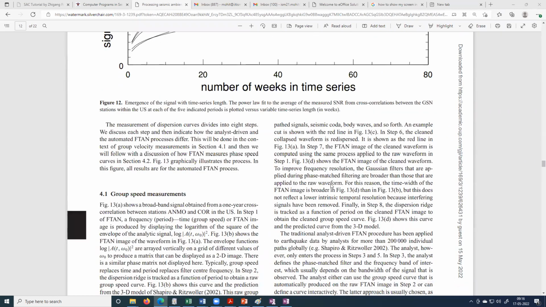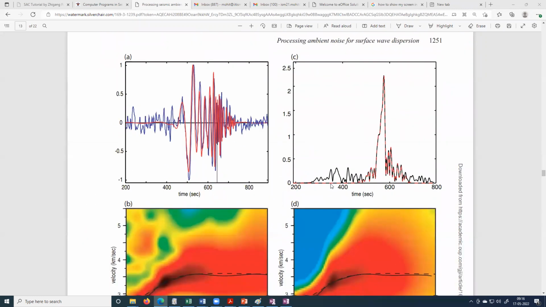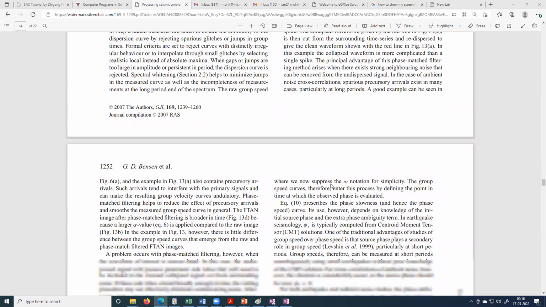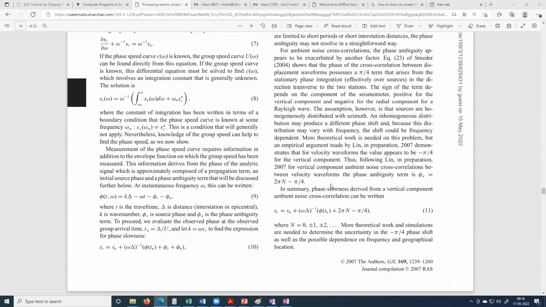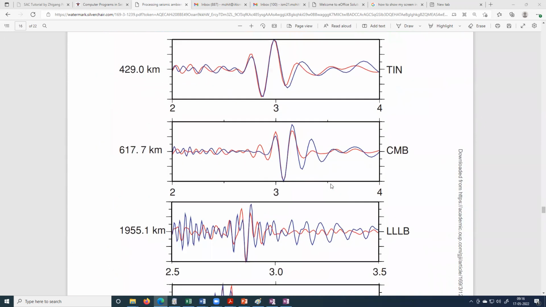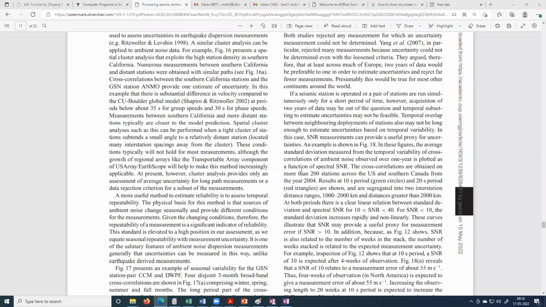Okay, so those dispersion curves can be modeled to actually relate them with the subsurface structure of the Earth and the shear velocity models. For that purpose, you can do inversion, you can do forward modeling, and there are several codes available for doing so.